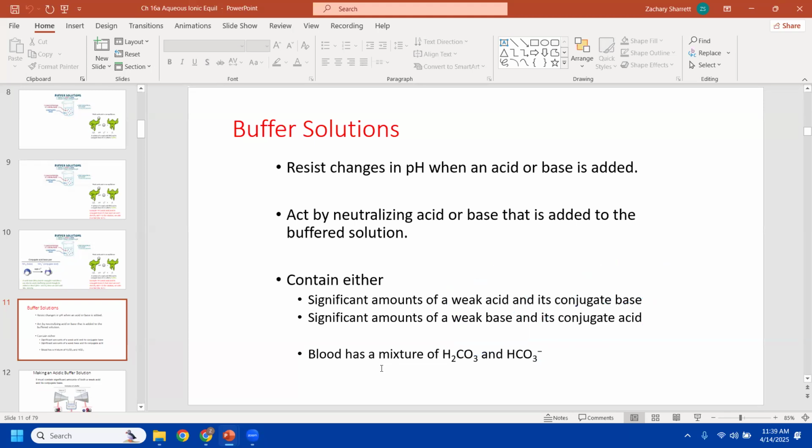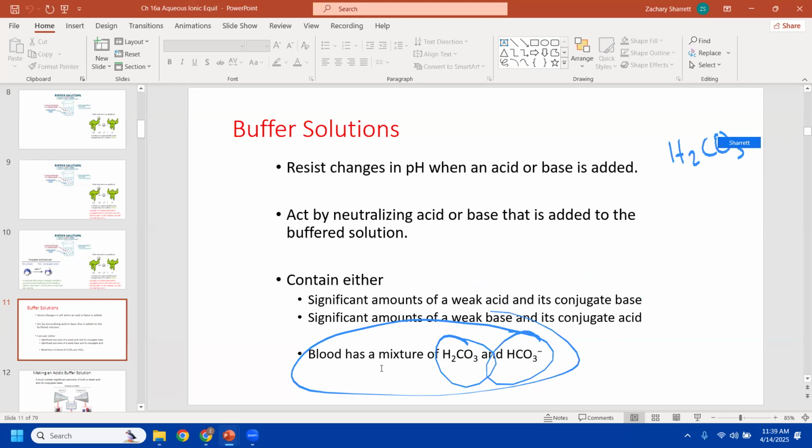So our blood is a buffered solution that contains H2CO3 and HCO3 minus. So H2CO3, is that a weak acid? Cade, is that a weak acid? How do you know? Very good. HCO3 minus. So that would probably be put in as Na plus HCO3 minus, sodium bicarbonate. That's basically baking soda. Okay.